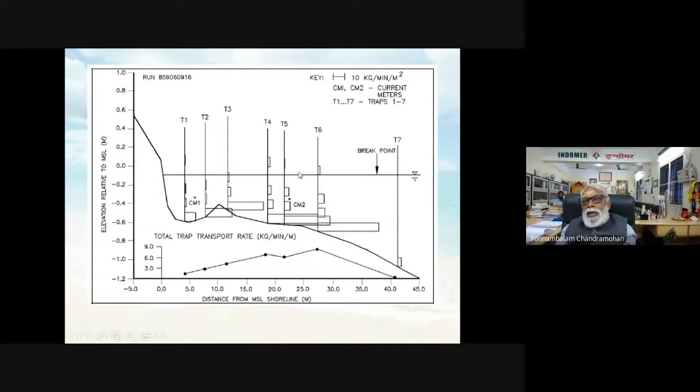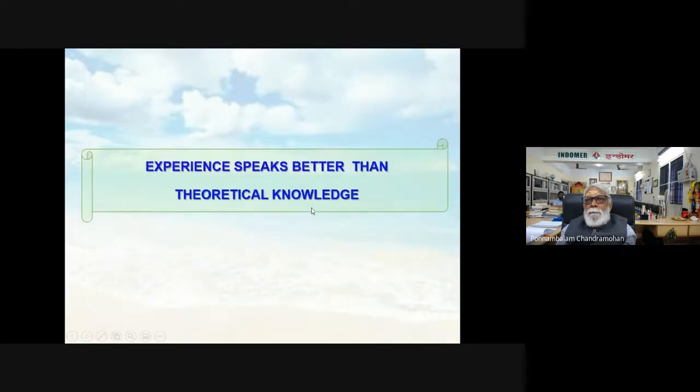And these are different experiments. The ASC people have made them and put in so many instruments and everything. These are the wave breaking zone and the volume of sediment transport. You can see how they are.